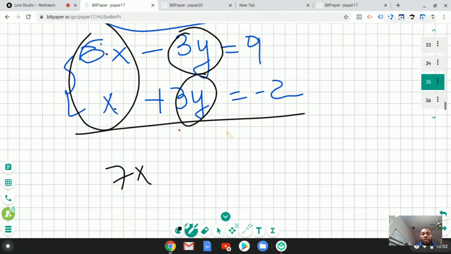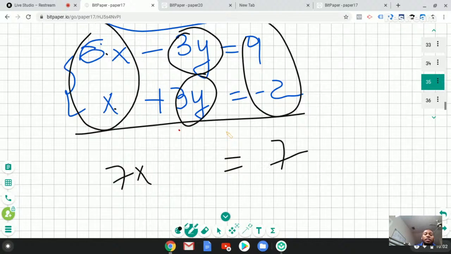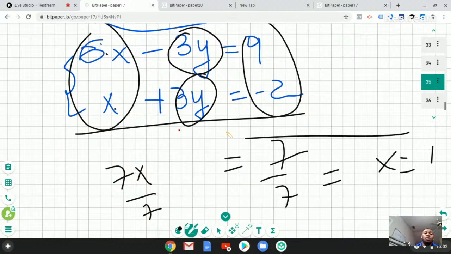So 7x is equal to 9 plus 2 minus 2. Okay, so I'm not sure what you're asking, Noah. It sounds like you understand this. So what you would do is divide both sides by 7, and then x is equal to 1. Now you can plug this 1 back into any of the equations to get y.